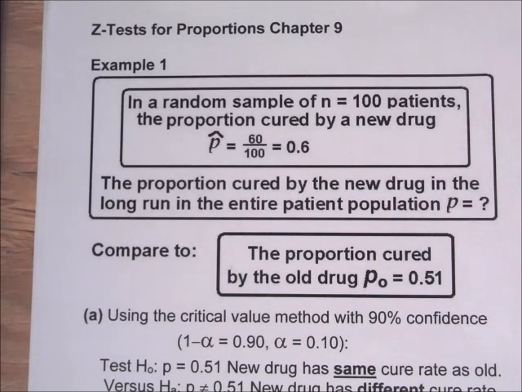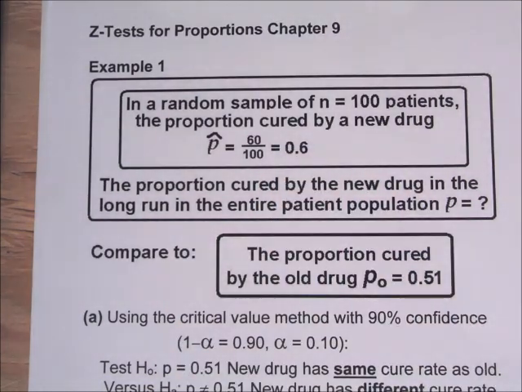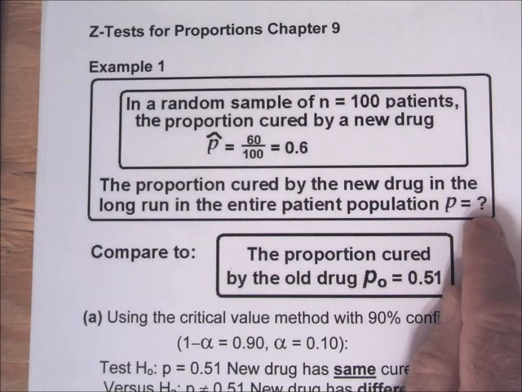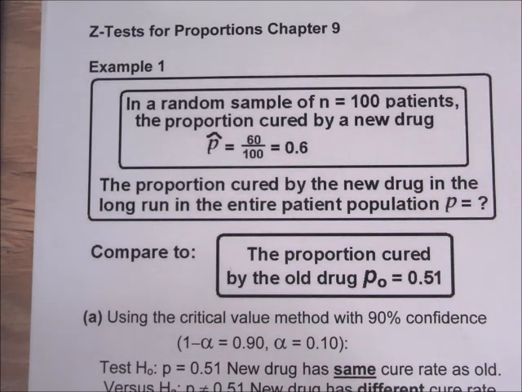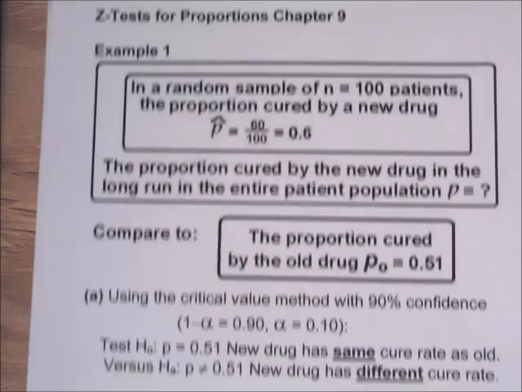Z-test for proportions, Chapter 9. In this example, in a random sample of n equals 100 patients, the proportion cured by a new drug, p hat, is 60 over 100 or 0.6. This is taken from a larger population of millions of potential patients. The proportion that would be cured by the new drug in the long run, represented by p, is unknown. We want to compare it to the proportion cured by the old drug. P0 is 0.51.